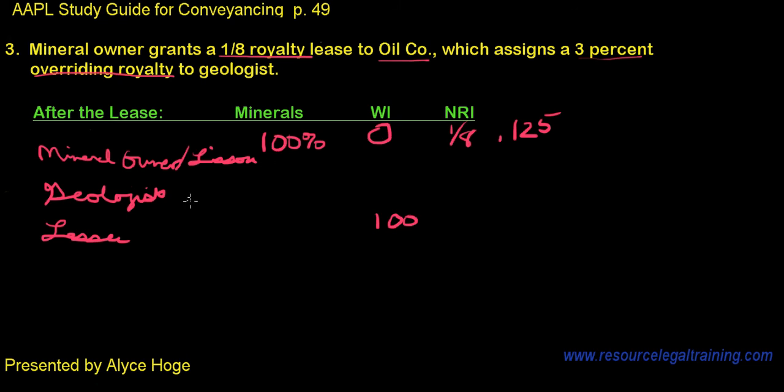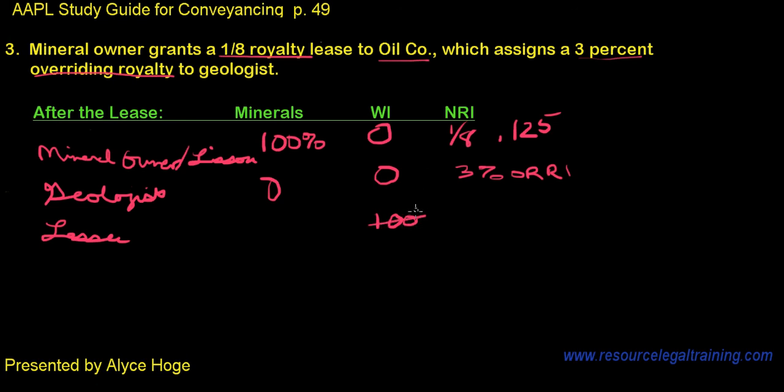All right, so now let's see what the geologist owns. The geologist owns an overriding royalty. That means he is entitled to 0% of the minerals. He doesn't actually own any of the minerals. He's entitled to 0% working interest, and he's entitled to his 3% overriding royalty interest. Okay? So that means the oil and gas company's interest is going to be, if we have a 1/8 royalty, we know it's going to be 7/8, so it equals 100.